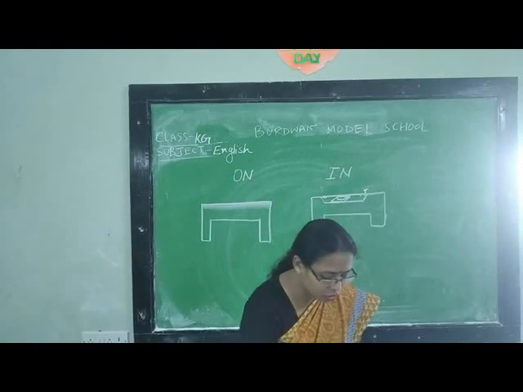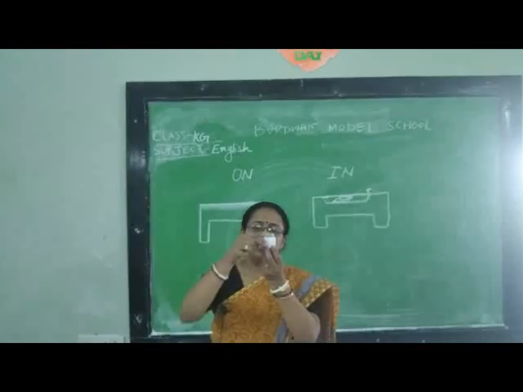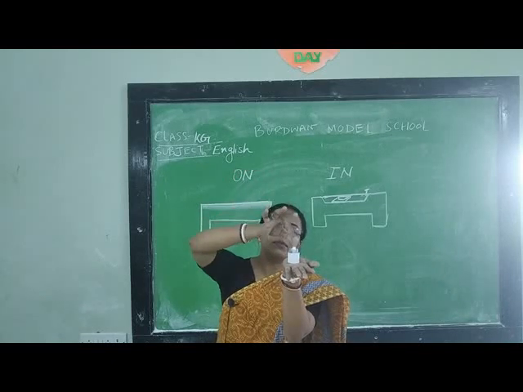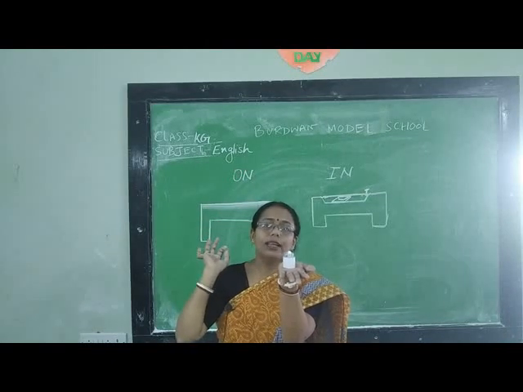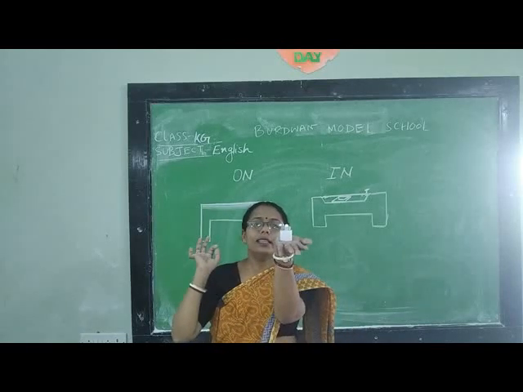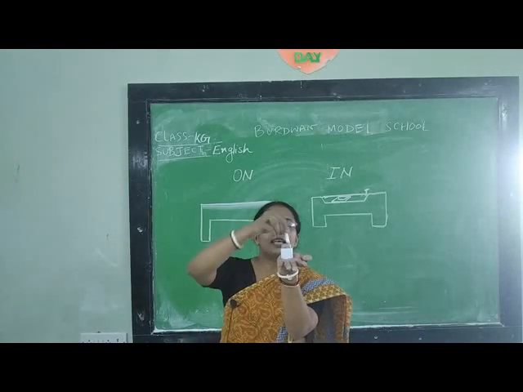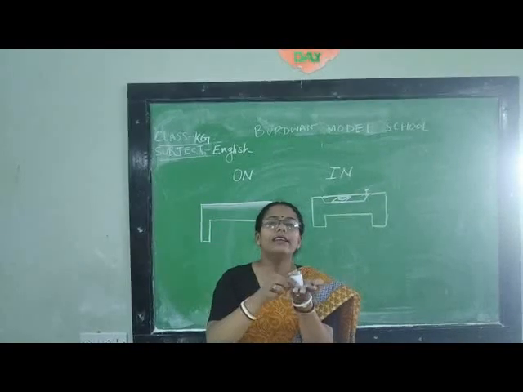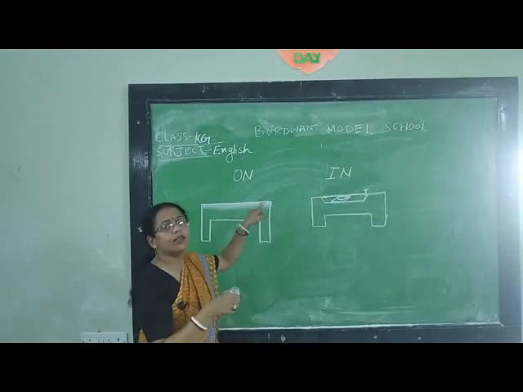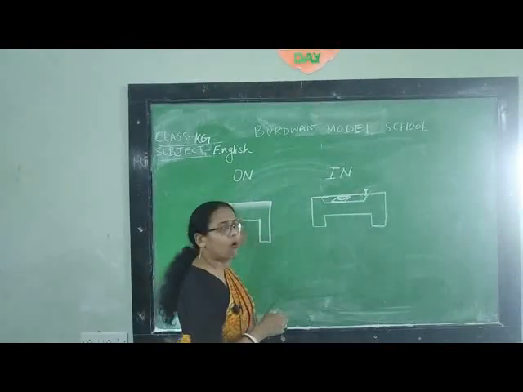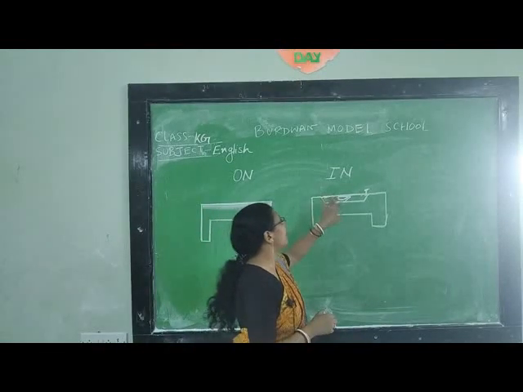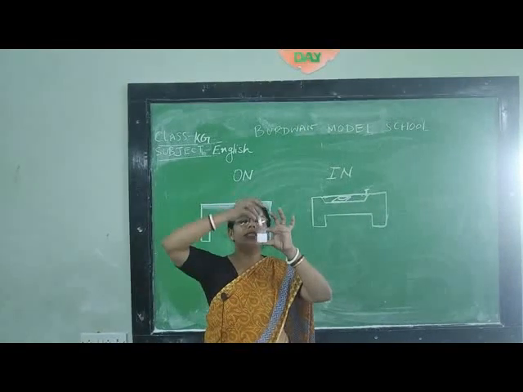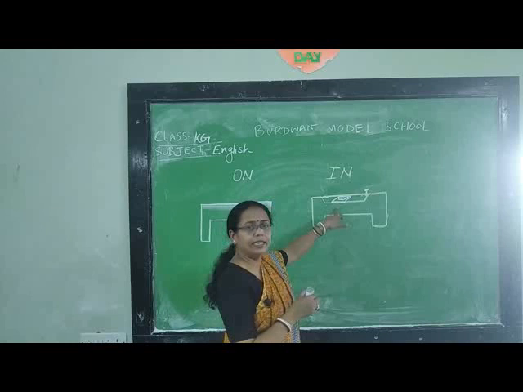Now if I show you that this is the bottle, it is kept on the hand, and this is the chalk which is kept inside the bottle, that means in the bottle. So it has a depth with limits, with boundaries. If a thing is kept on a surface, we say it is kept on, and if a thing is kept in some depth or a boundary, we say in.